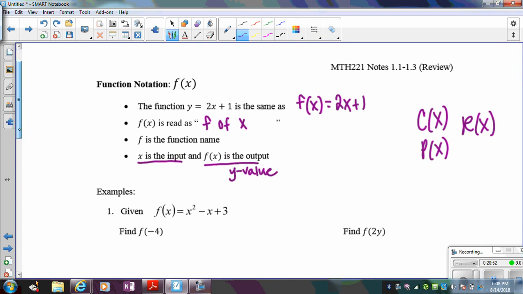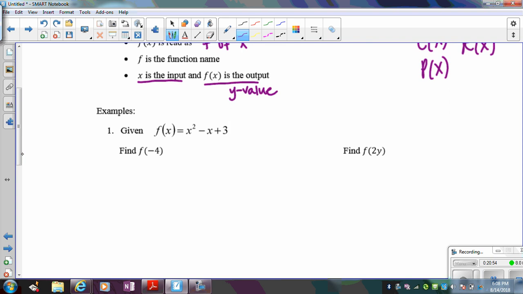So if we look at these examples here, it's asking us to evaluate some of these inputs. So f of negative 4 means I'm going to input negative 4 and find the output. That's what it's saying. Put negative 4 into the equation and tell me what the output is. That's the shortcut for that.